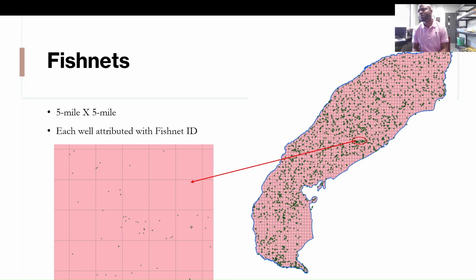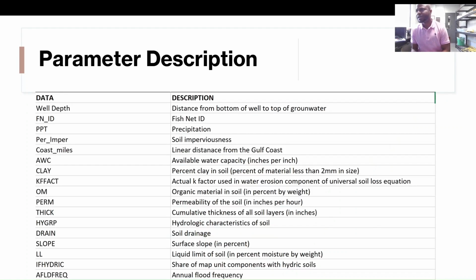Each of those grids was assigned an ID. As I said, soil characteristics form a significant part of our independent variables, and this slide over here shows all the independent variables that were considered for modeling our linear and logistic regression.